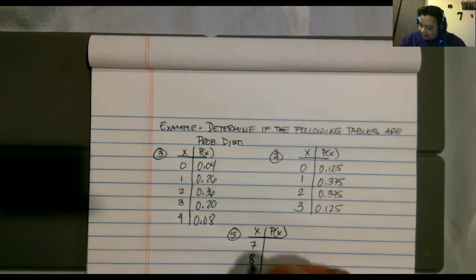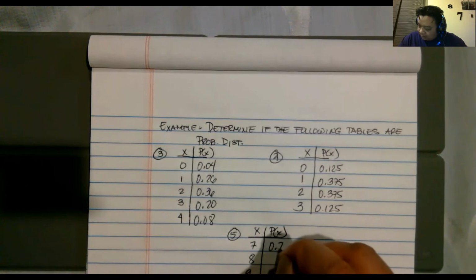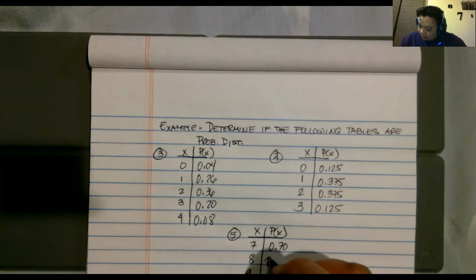So 7, 8, and then 9, 0.7, 0.5, and negative 0.20.